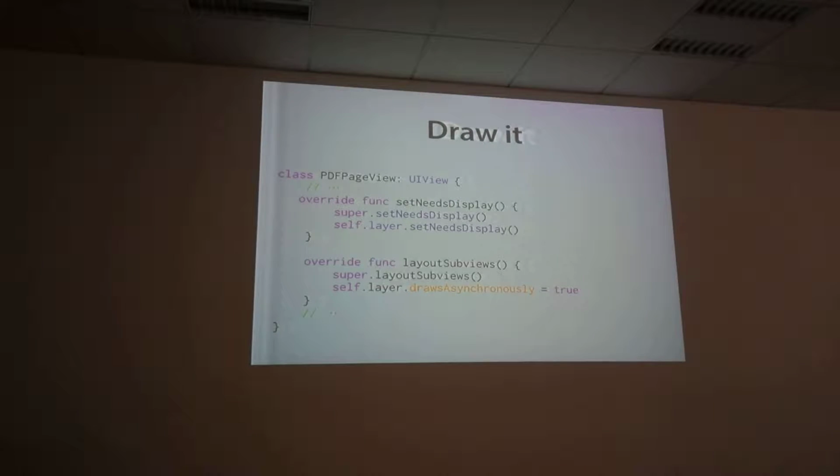If you're using the draw method instead of drawRect, you might want to override setNeedsDisplay to propagate to your superclass as well as your CALayer. Also, if you set drawsAsynchronously to true, the drawing commands will be executed in a background thread, and you may get some performance gain in some cases, so it's worth a try.